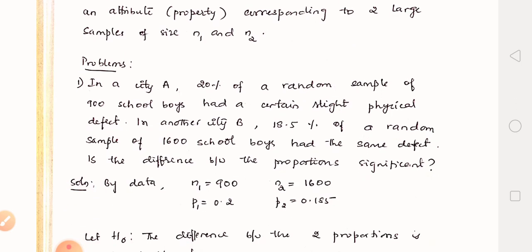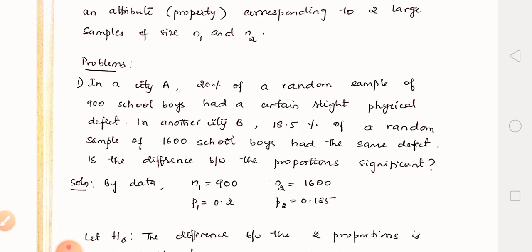Problem. In a city A, 20% of a random sample of 900 schoolboys had a certain slight physical defect. In another city B, 18.5% of a random sample of 1600 schoolboys had the same defect. Is the difference between the proportions significant?